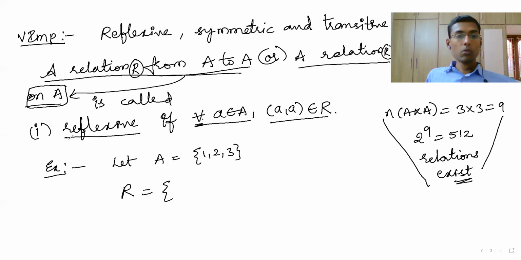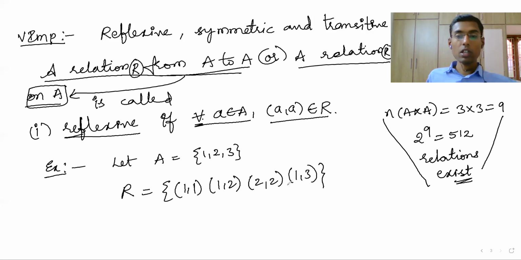So now we'll see a reflexive relation. I'll write R like this: 1 1, 1 2, 2 2, 1 3. This is one relation I wrote, right? Yes or no? This is one relation from A to A.